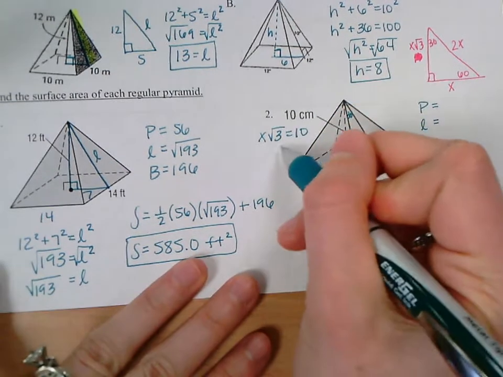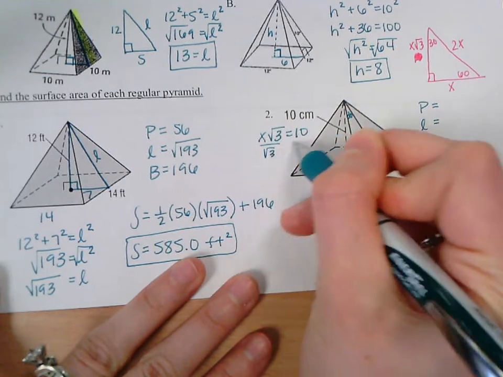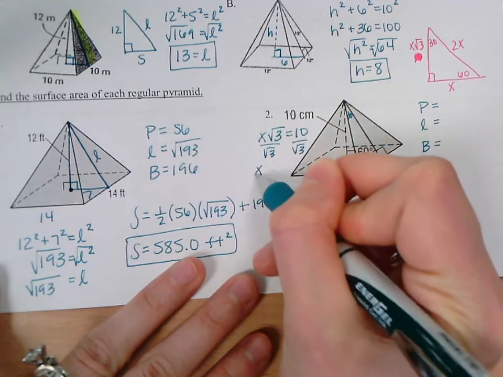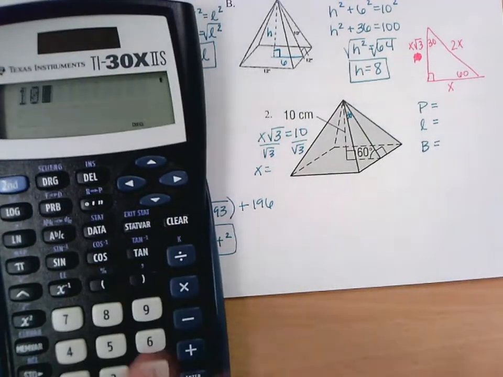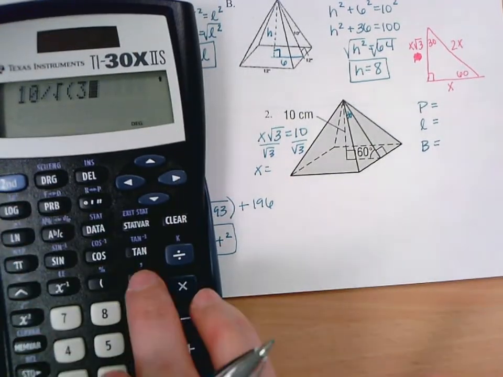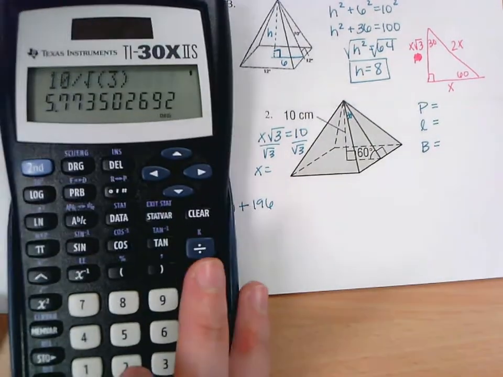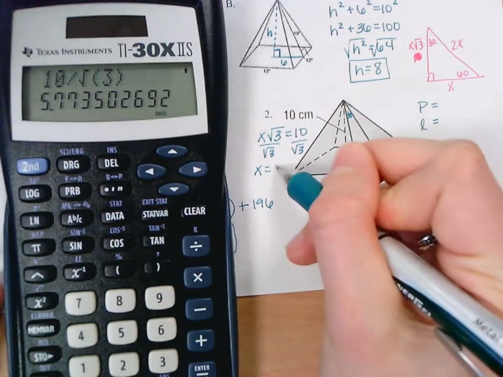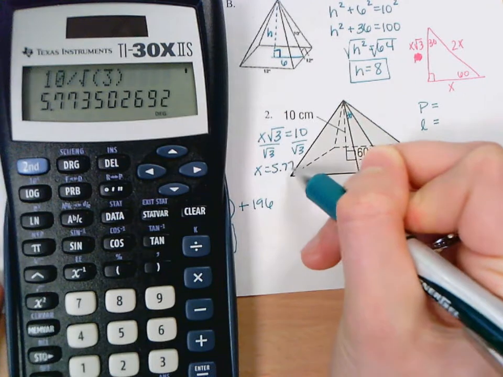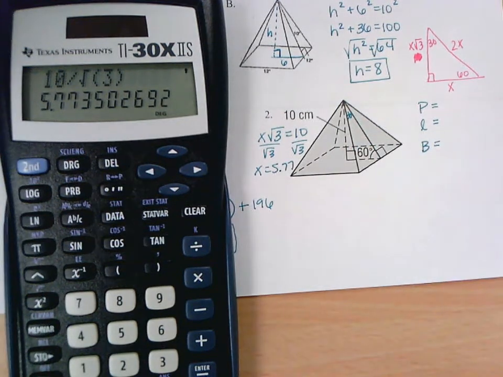So I would divide by the square root of 3. This is where I'm making the exception. I am going to round this. So 10 divided by the square root of 3 is 5.77. This one I am going to keep to 2 decimal places. My final answer I'm going to round to 1. So I'm going to round this one a little more than that so it helps my rounding in the end.